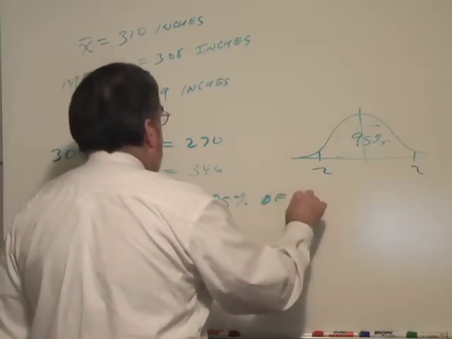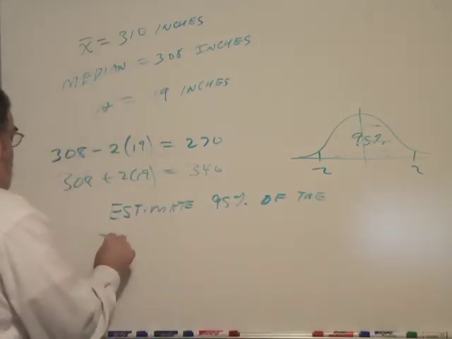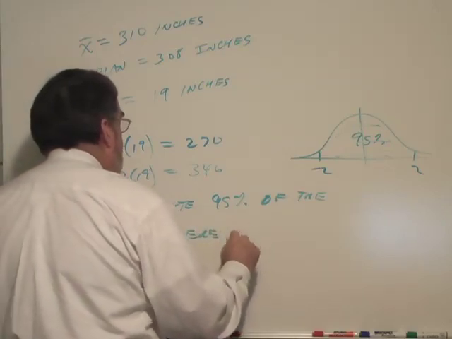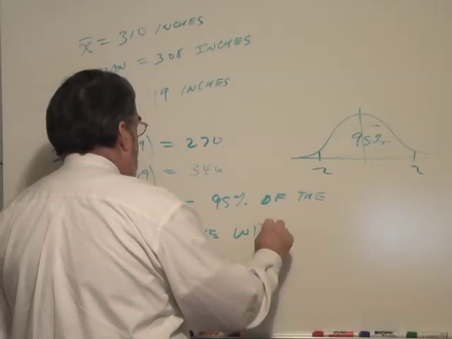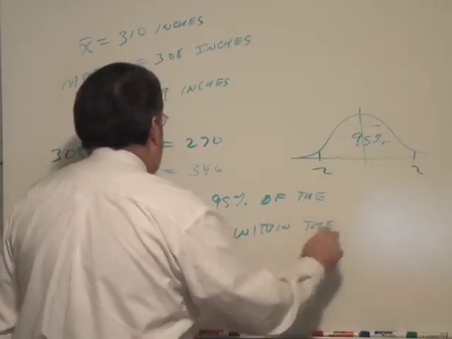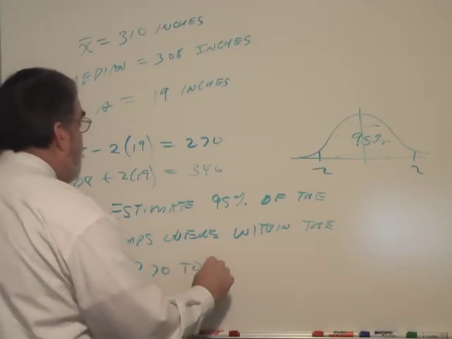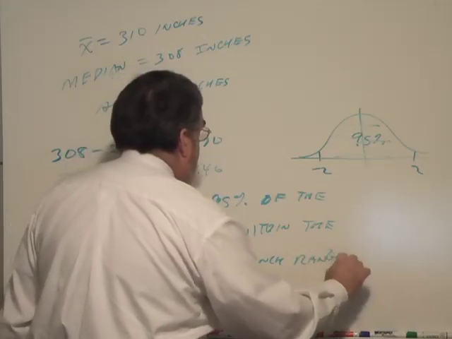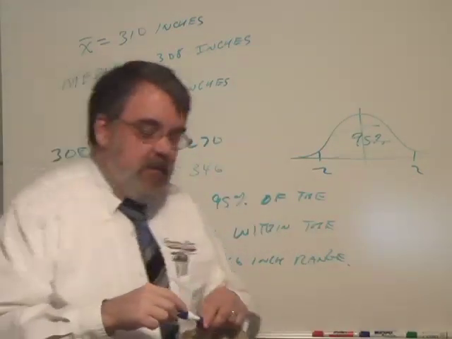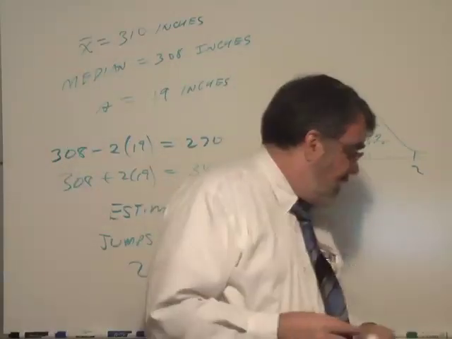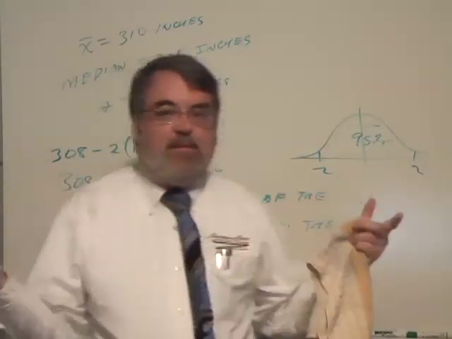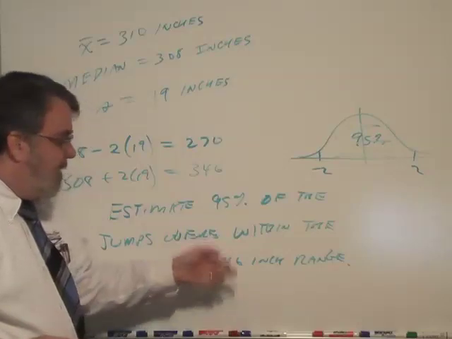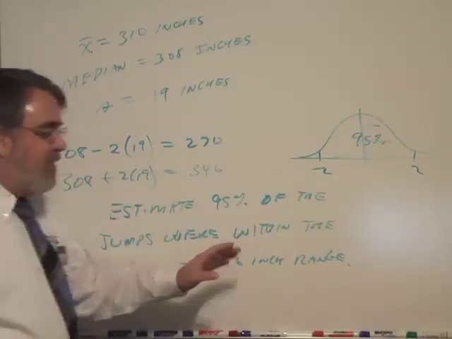95% of the jumps were within, let's see, the 270 to 346 inch range. All right, so that's a little piece of information we can kind of guess out of this using the standard deviation and the empirical rule. About 95% of those jumps fell between 22.5 feet and whatever that is. Okay, I think it's 28 feet something.